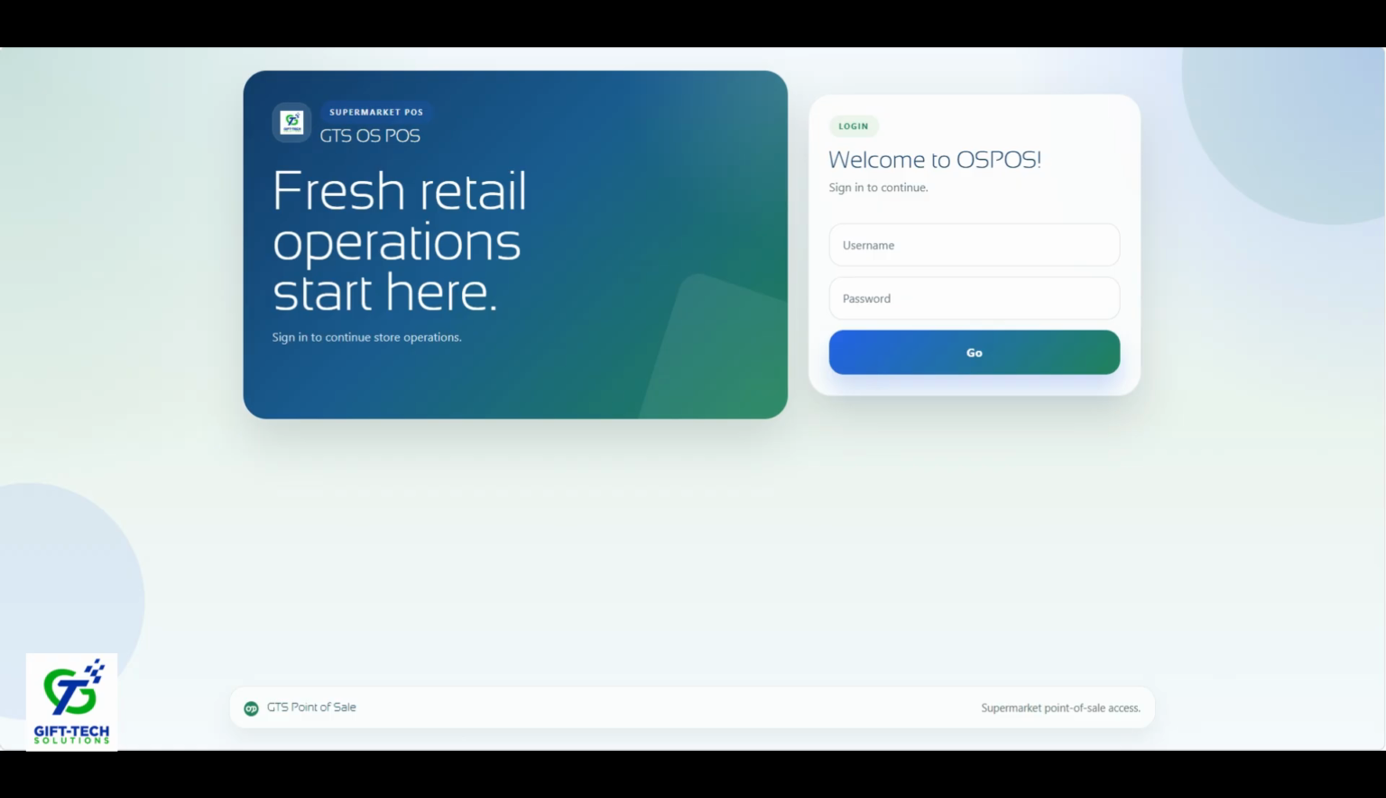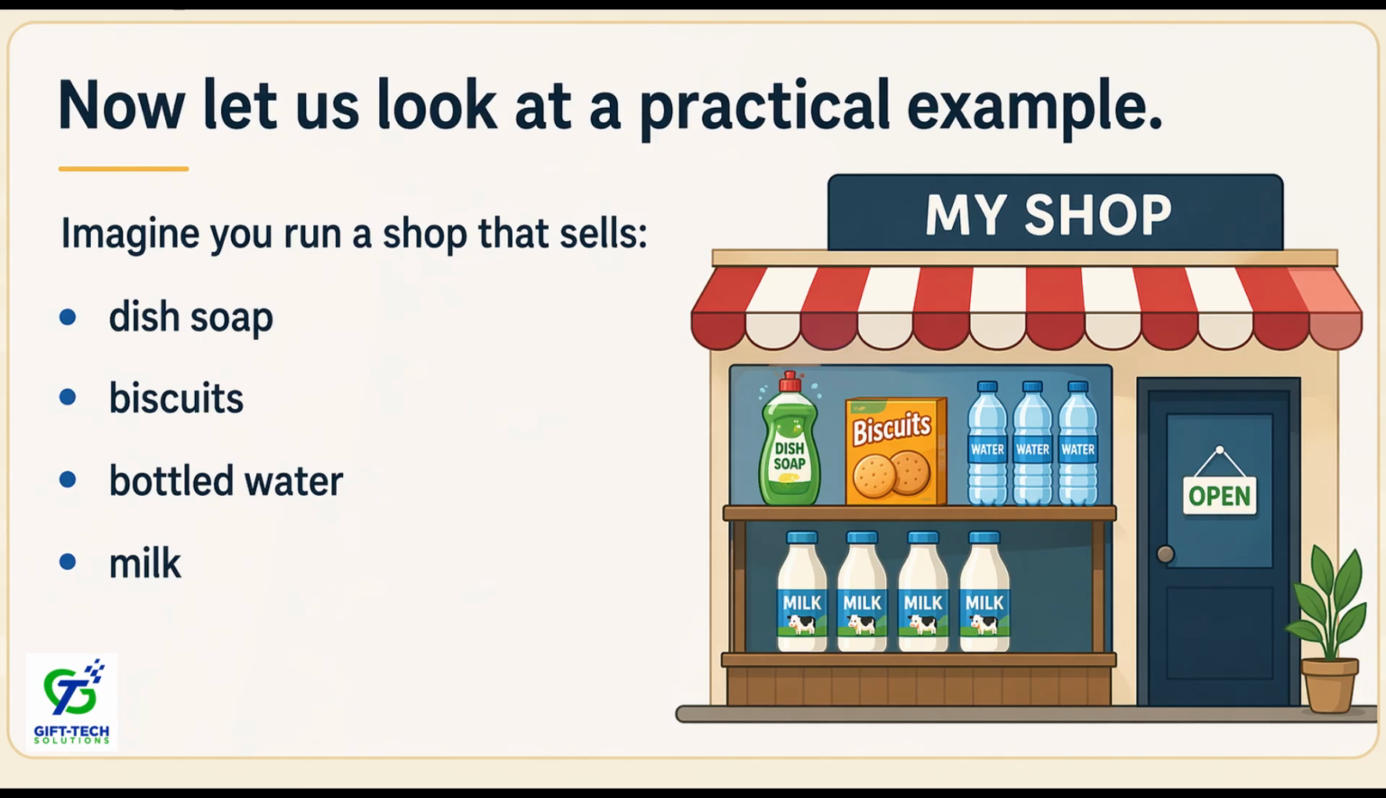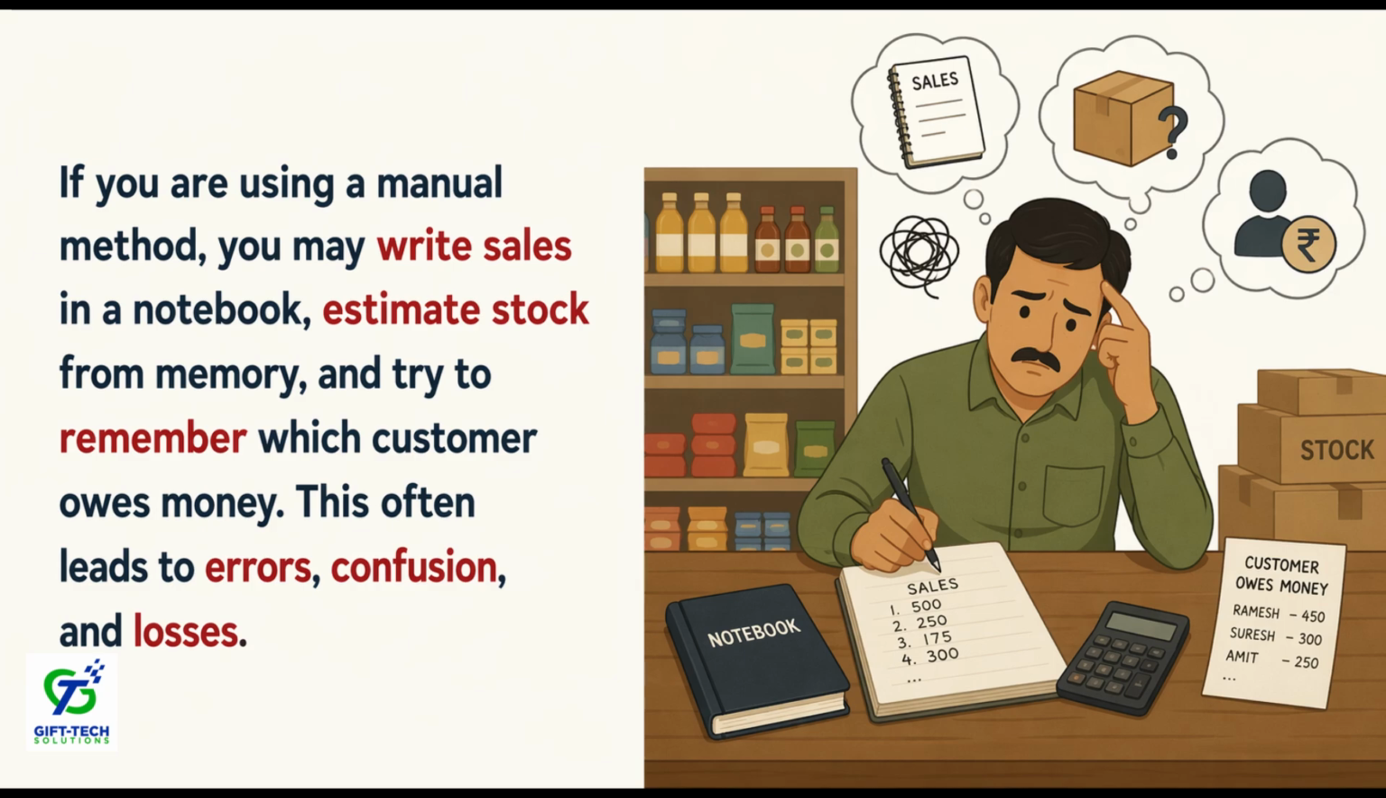So how does a business use the GTS POS in real life? Let us look at a practical example. Imagine you run a shop that sells dish soaps, biscuits, bottled water, and milk. If you are using a manual method, you may write sales in notebooks, estimate stock from memory, or try to remember which customer owes money. This often leads to errors, confusion, and losses.